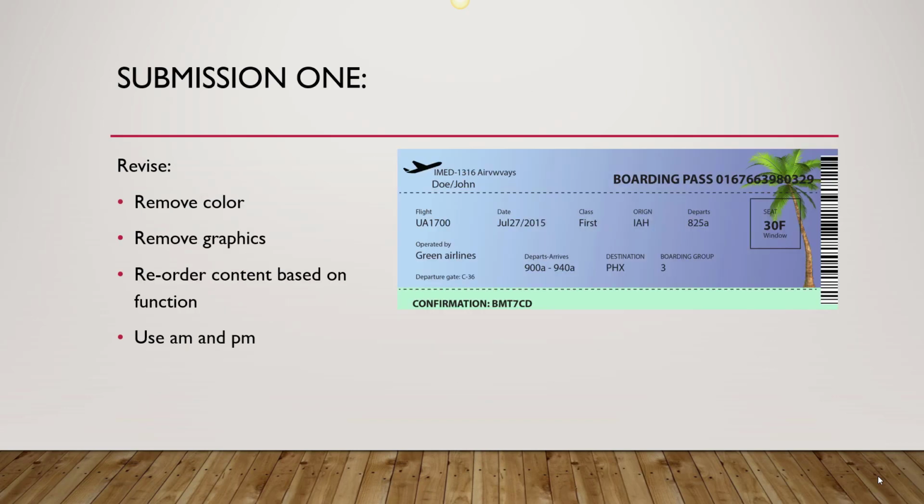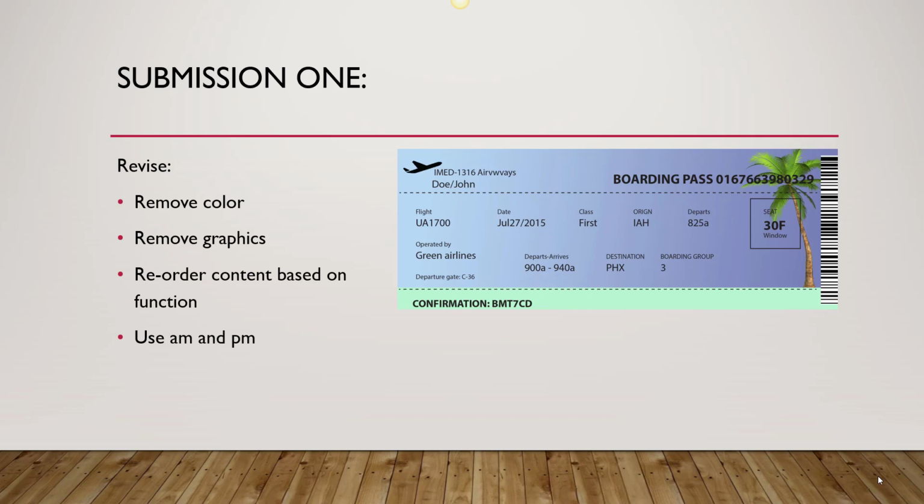Now, here is the first submission. In this ticket, we obviously need to remove the color. We also need to remove the graphics again. We go back to the issues with the printers, and the graphics are not working. It's also making it harder to read the numbers that are in front of the palm tree. Now we're going to reorder the content based on function, like the flight, which can be modified. And I also did this on purpose, again, to throw a curveball at you guys.